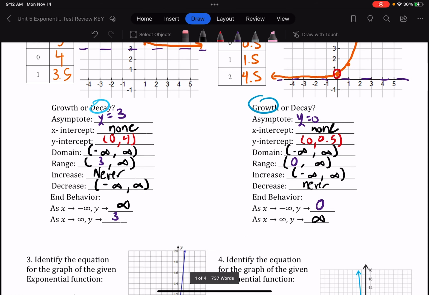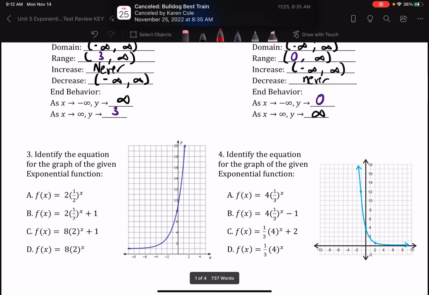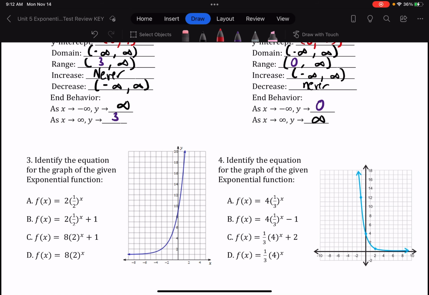All right, if I'm identifying the equations for the graph on number 3, this is a multiple choice question. I know that I am one above where y equals 0, so I know I'm going to have a vertical shift up by 1, and this is a growth function. The only one that has a shift up 1, because notice my horizontal asymptote is now at y equals 1, is C.